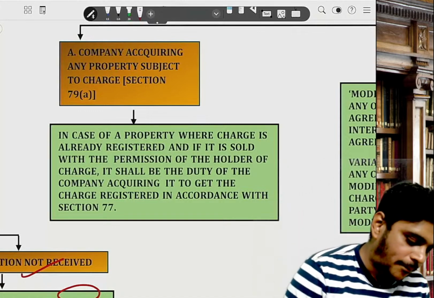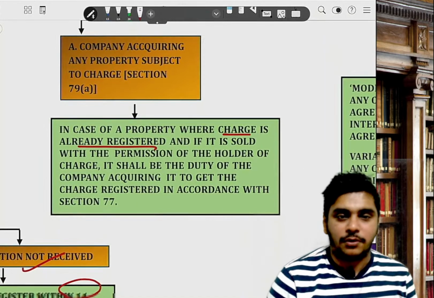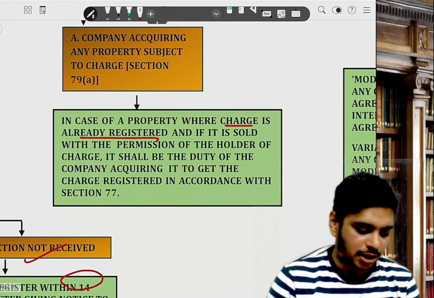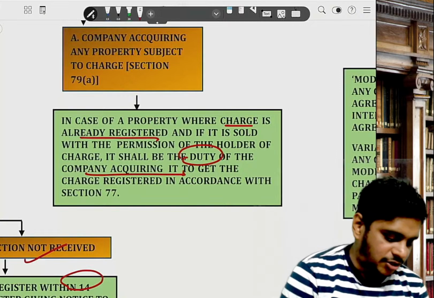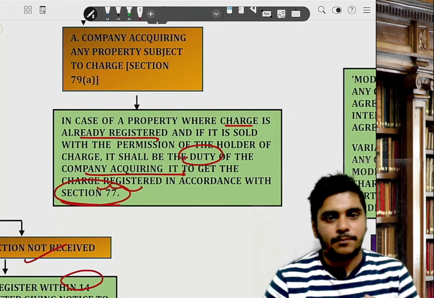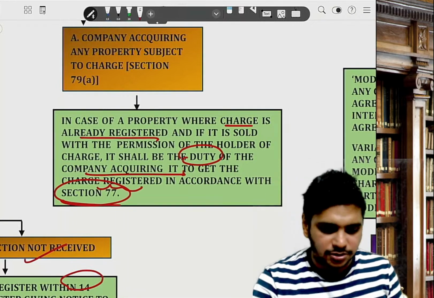So in case of a property where the charge is already registered and it is sold with the permission of the holder of the charge, it shall be the duty of the company acquiring it, that means Reliance, to get the charge registered under section 77. So the purchaser will register it. It is called modification of charge.